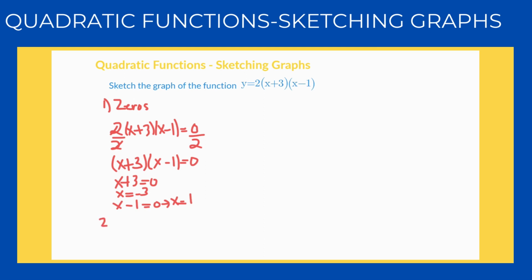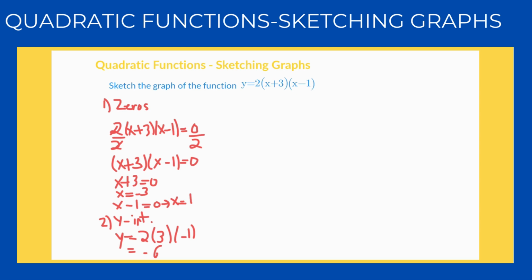Now step number 2 is to find the y-intercept, which is the point where the graph cuts the y-axis, or where the x value is 0. To find the y-intercept, I will equate the x value to 0, so I will get y equals 2 times (0 plus 3), which is 3, times (0 minus 1), which is minus 1. So 2 times 3 times minus 1 is minus 6.